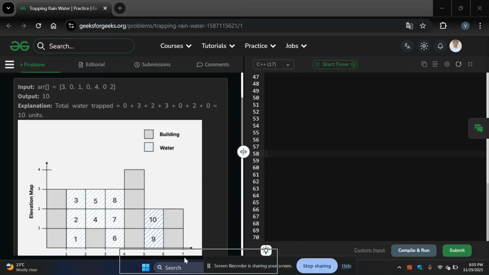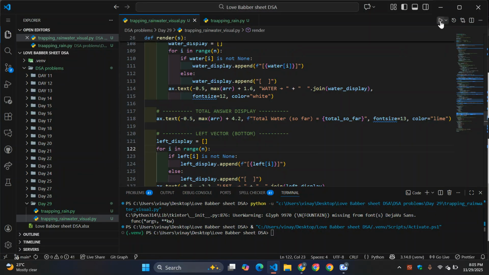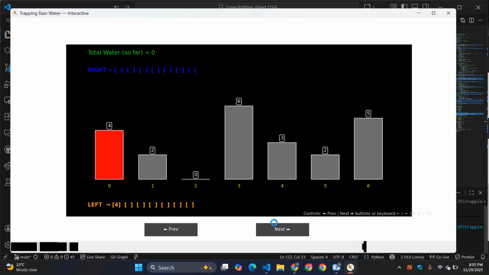Okay, so for this I have created some visualization. I will show you, and you will get a clear idea about it. So I have taken this example. Here at each point I am just storing the maximum element from the left side and from the right side. And after we store it from the left side and right side, we just have to find the amount of water at that building, at that index only.